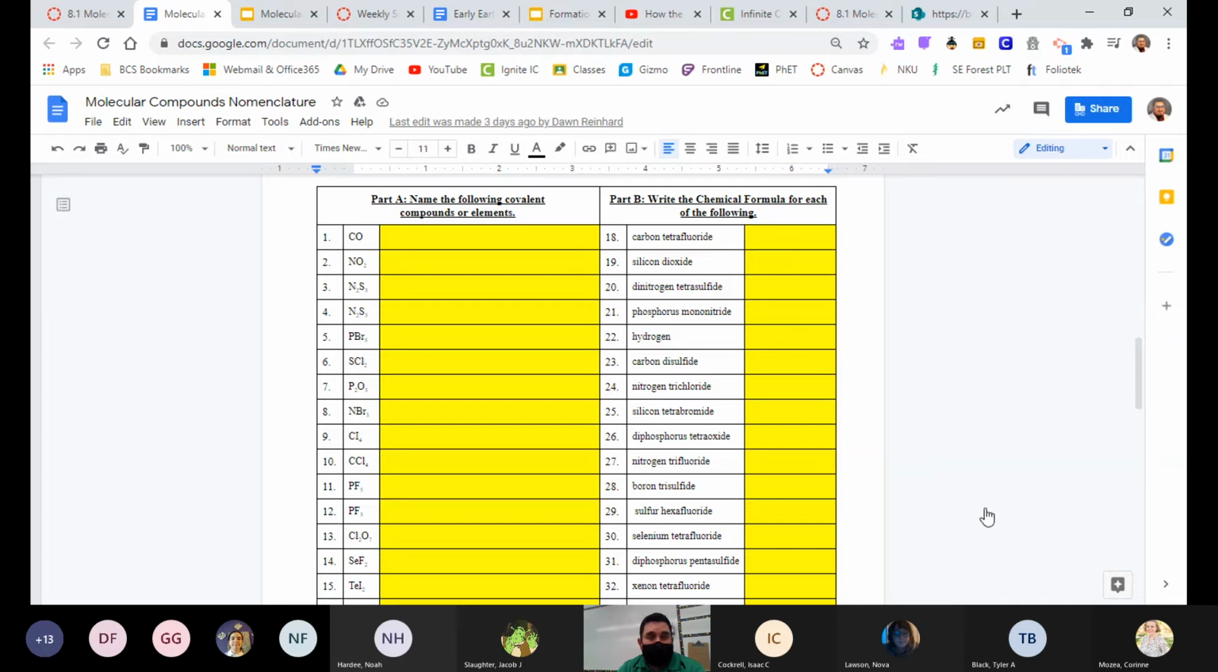So the first one, again, there's only 1 carbon, but we're never going to start the name with monocarbon. So the first name is just carbon. And then there's 1 oxygen. So it's going to be monoxide.